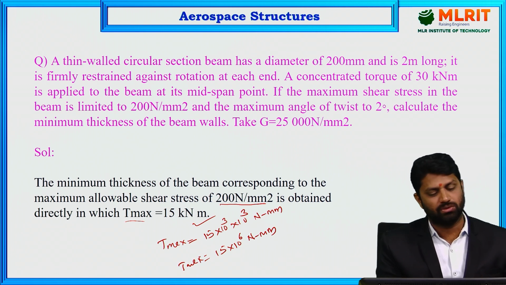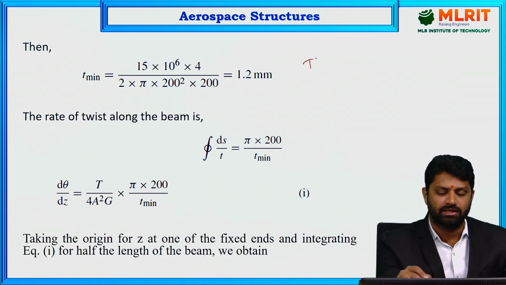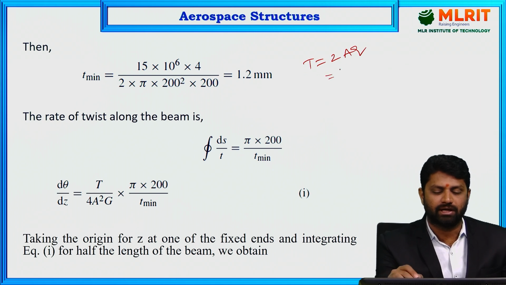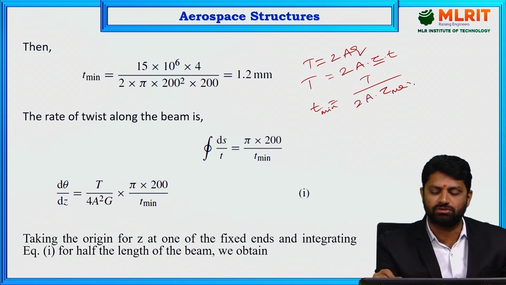Okay, so now let's apply the formula, that is T equals 2Aq. We can write this as 2A into q, and in terms of maximum shear stress, you can write it as tau into t, and therefore that equals the torque. From here you can write t equals capital T divided by 2A, that is if you want minimum thickness, and the shear stress should be maximum.